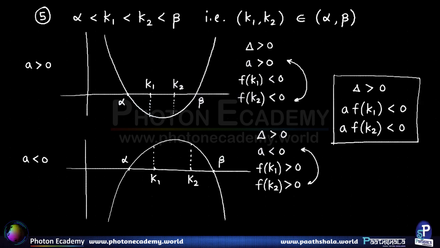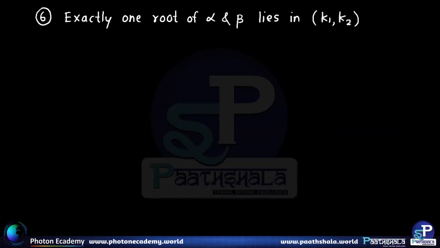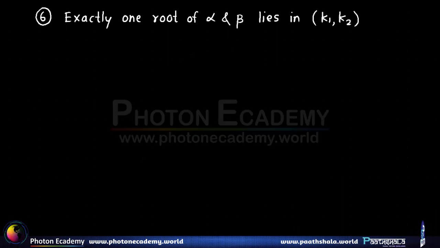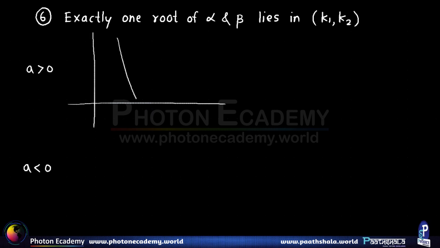Now let's go ahead to the last situation. Now sometimes it's given that exactly one of the roots alpha and beta lies in some interval k1 to k2. Now let's see what to do in this particular case. Here we have a greater than 0 or a less than 0. Now let's draw the parabola opening upwards.